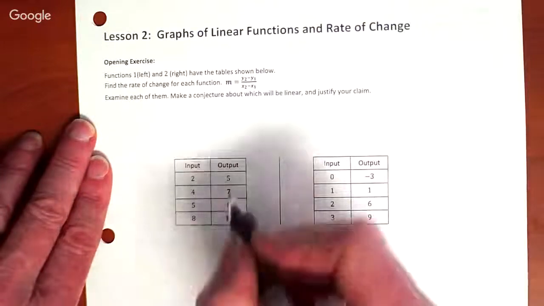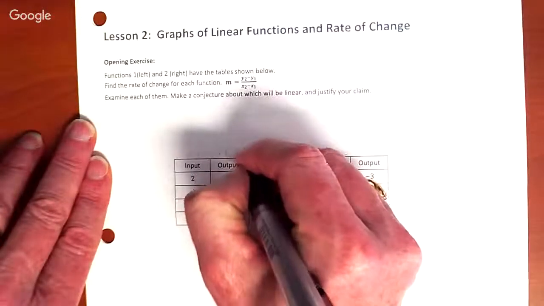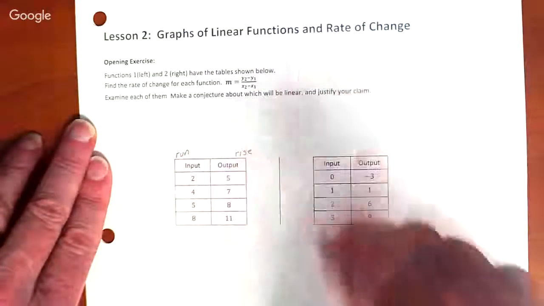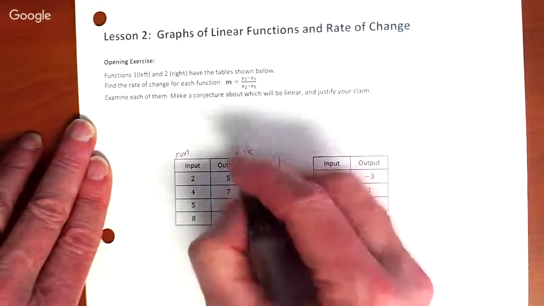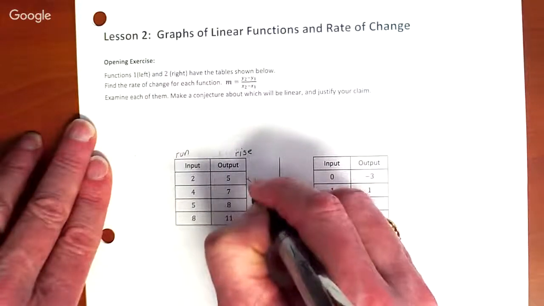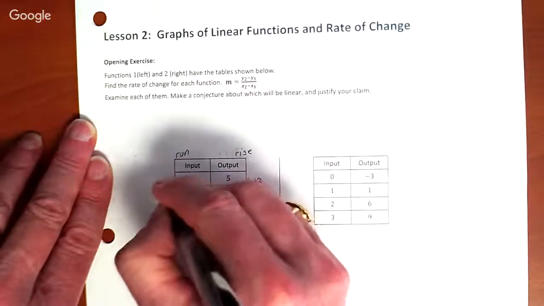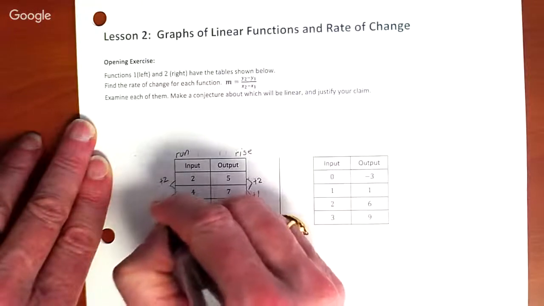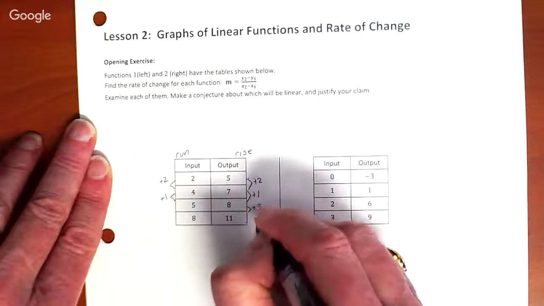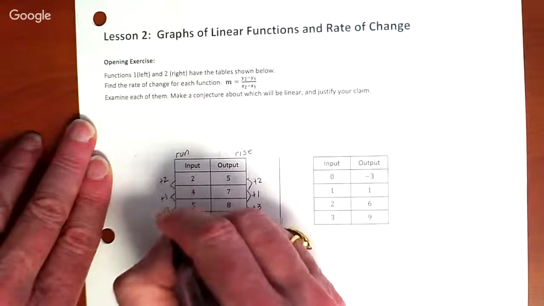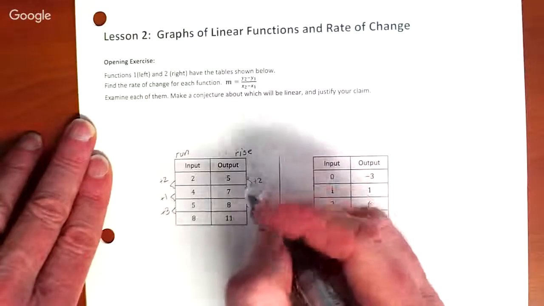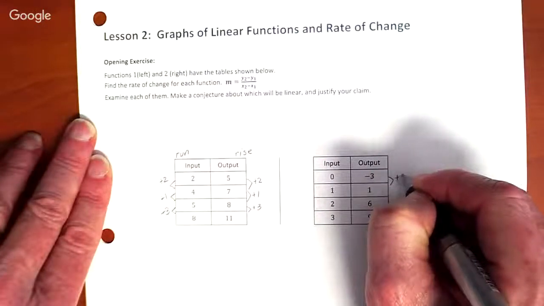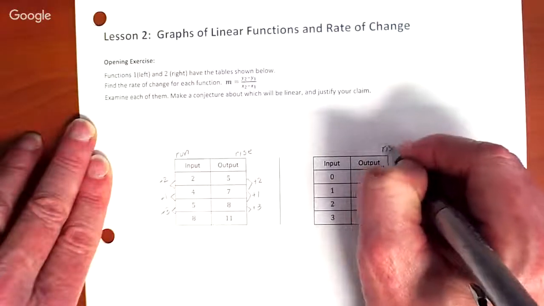First of all, remember the output is the rise and the input is the run. So if I check these, this is going up by 2, and this is going up by 2. This is going up by 1. This is going up by 1. This is going up by 3. This is going up by 3. So these all are going up by 1. This is going up by 4. And again, this is the rise over the run.